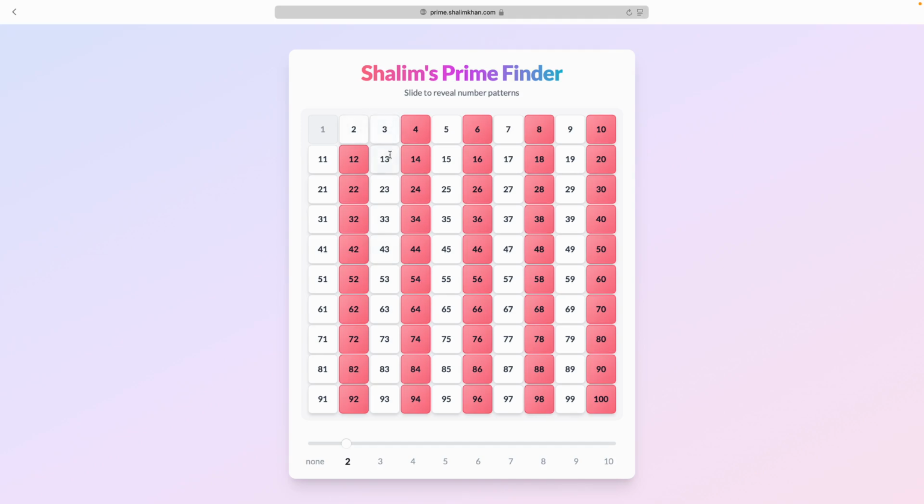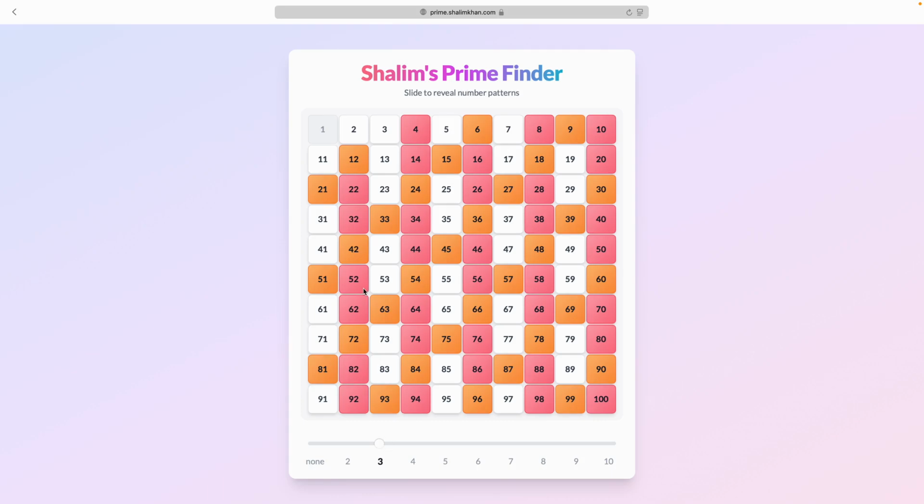But now we have to get rid of all the multiples of 3. So if I move the slider along, now we've got rid of all the multiples of 3. So 6, 9, 12, 15, they're all gone now.